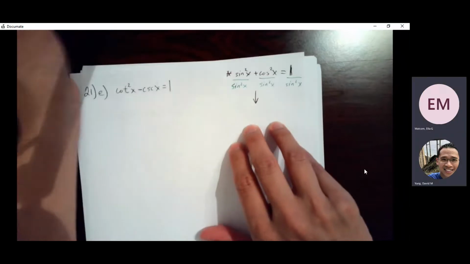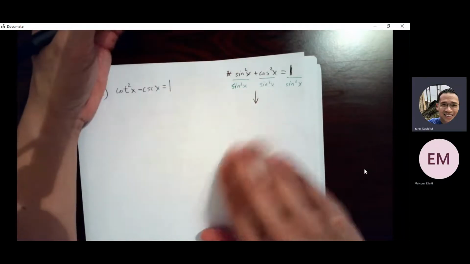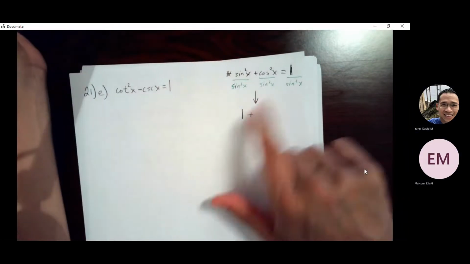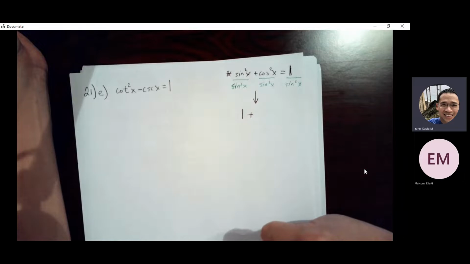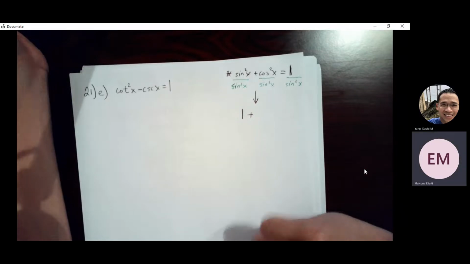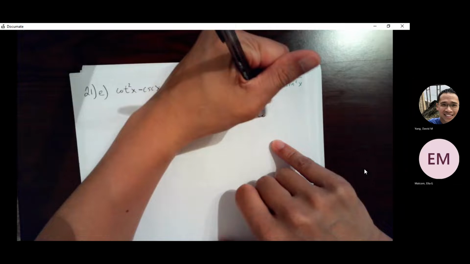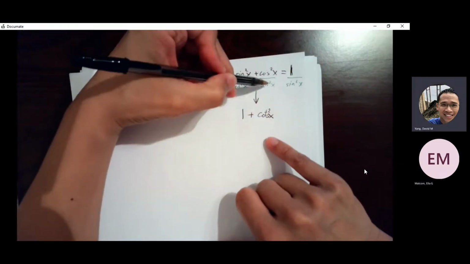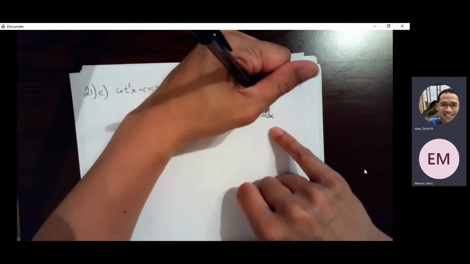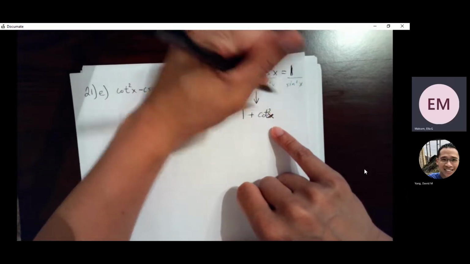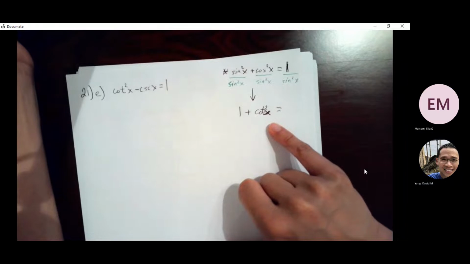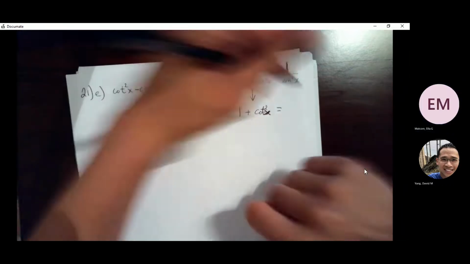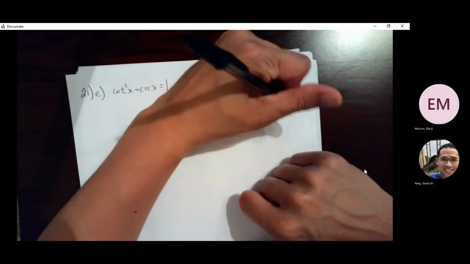All right, let's see what appears out of this. What's sine squared over sine squared? 1. What's cosine squared over sine squared? Cotangent squared x, because I've squared and squared, so it will stay as squared. Equals. And then 1 over sine squared x is cosecant squared.